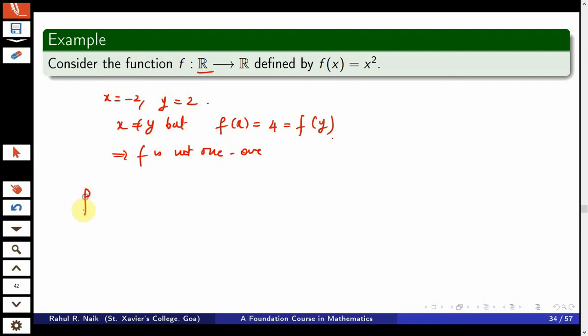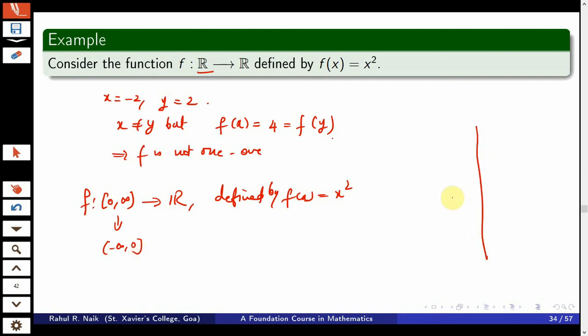Now if I change the domain of this function from R to the closed interval 0 comma infinity, what can you say about this function? The same function f of x is equal to x square. Is it 1-1? Definitely it is 1-1, because you are not considering the negative part of the real numbers. You could also consider minus infinity comma 0, either the negative or the positive part, because that is creating a problem. You can see that the graph of this function is something like this.